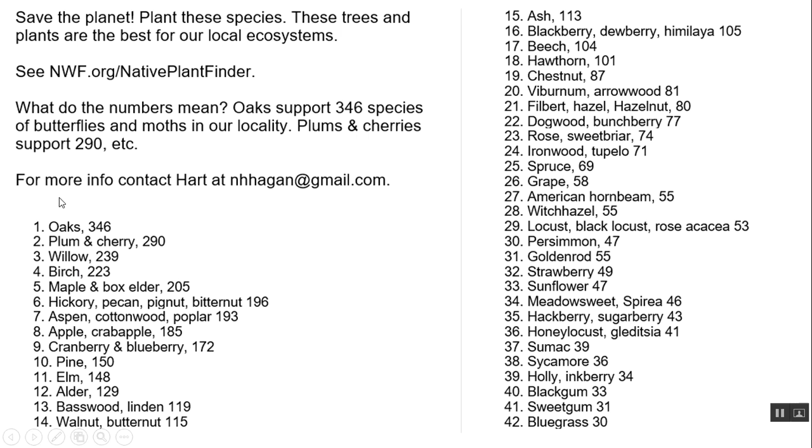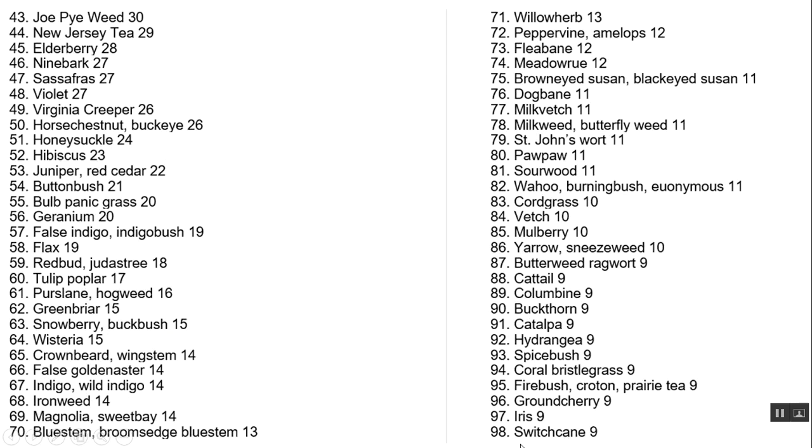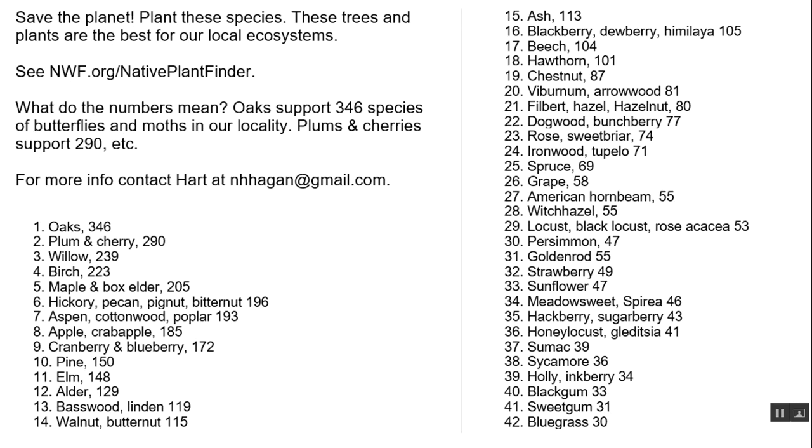So this is number 1 through 42. The next page is number 43 through 98. I would like for you to print this and go to your park or wherever it is, any area that you've adopted, and say, I want to take this area and increase the biological diversity in this area. Then if you have an oak, circle oaks. If there's a plum tree or a cherry tree, circle that. If there's a native willow, not non-native willows, circle that.